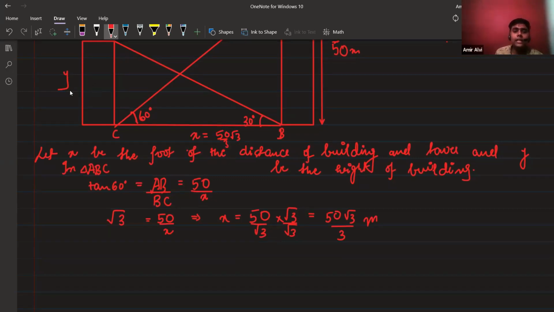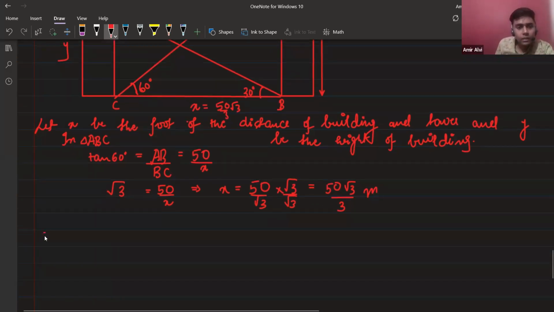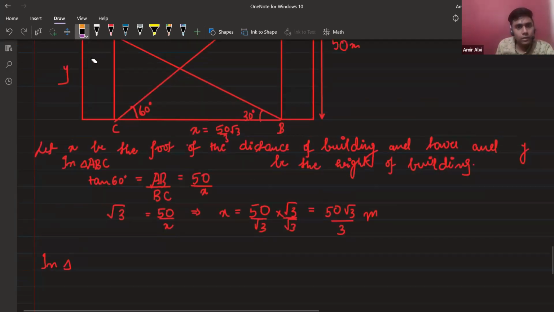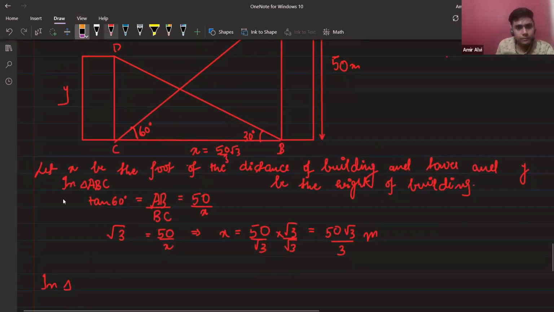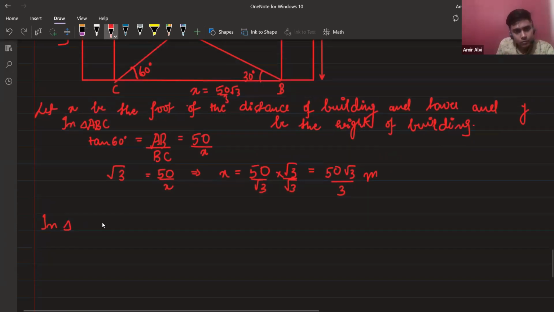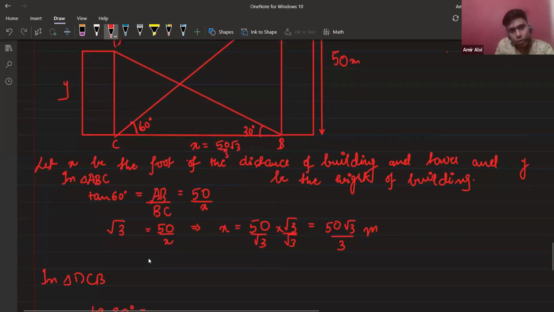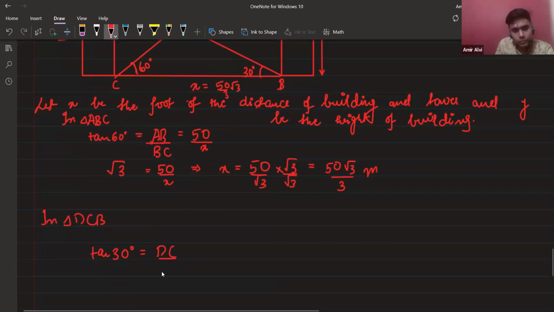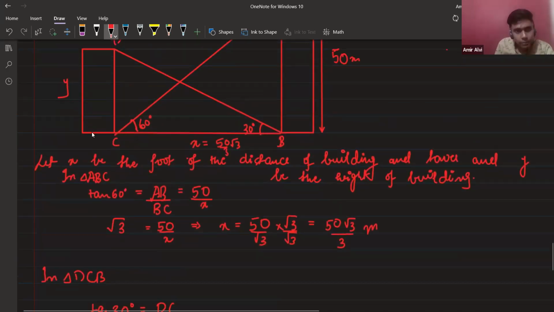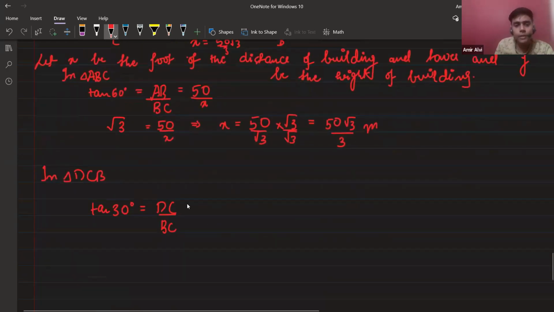So what I need now is to find the height of the building. Clear, everybody? Yes, sir. Okay. In triangle DCB, you have to write the name of the triangle in which you are applying the trigonometry, because that's also important. Okay, everybody. Tan 30 is nothing but DC upon BC. Yes or no? Is that clear? DC upon BC. Clear, everybody?